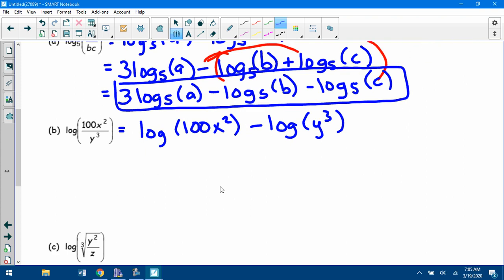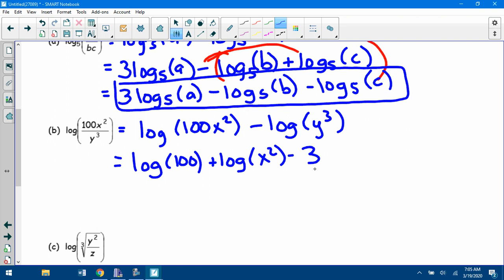Okay. Go further. Think big picture. Is everything being multiplied, or is everything being raised to the power? You might be tempted to pull that 2 out front, but the 100 is being raised to the first power. Everything's not being raised to the second power. Everything inside it is being multiplied. So this needs to split up into log of 100 plus log of x squared. What can I do with this one? Everything's being raised to a power. We can bring that out front. Minus 3 log of y.